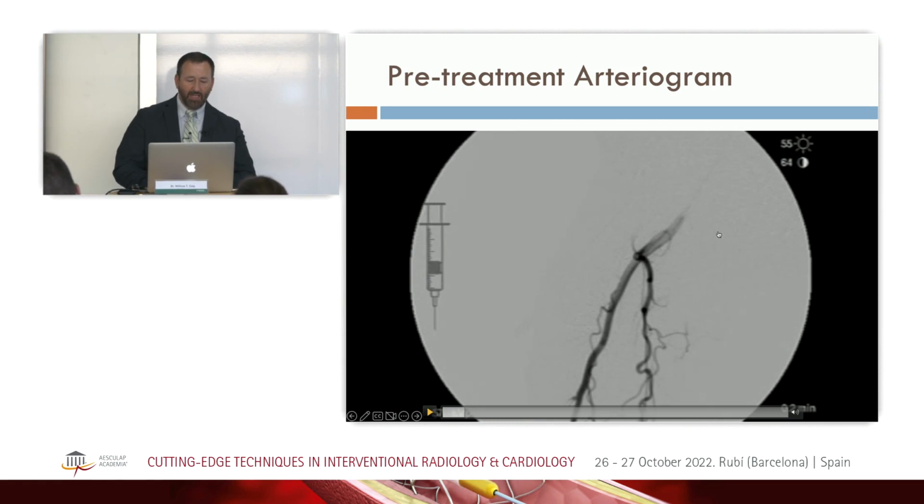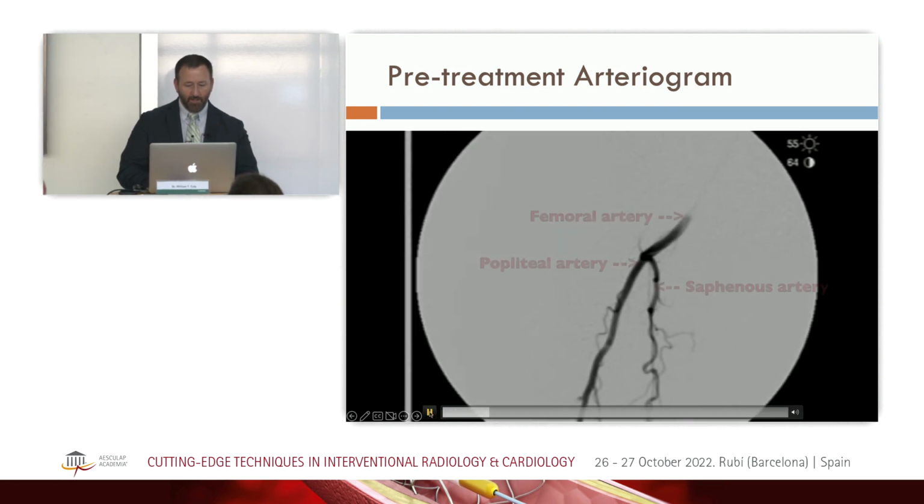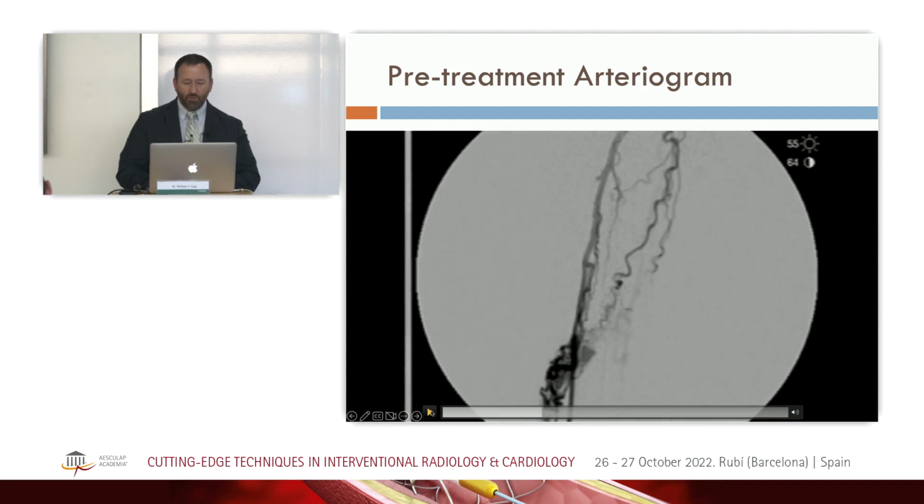So nothing really here yet. This is our initial injection into the femoral artery. And you can see those initial branches coming down, your popliteal and your saphenous arteries. That all looks okay. This next one, though, is where we start to notice some abnormalities. So here's your popliteal again coming out, and your saphenous. And then we're starting to see this very abnormal accumulation of blood vessels here.